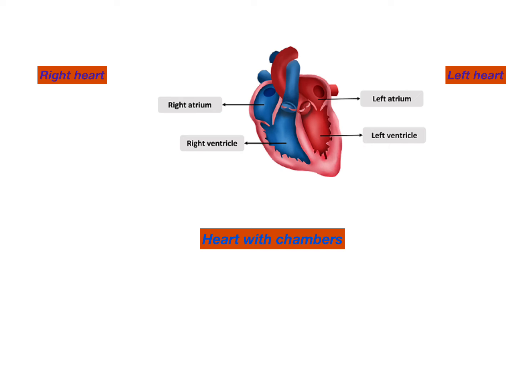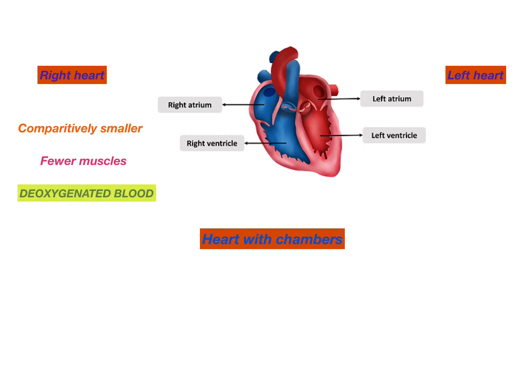If you compare the right heart and left heart, the right heart is comparatively smaller and has fewer muscles compared to the left heart. The reason behind this is the right heart receives the blood from the lungs and pumps the blood to the lungs, whereas the left heart receives the blood from the lungs and pumps the blood to the rest of the body. This is the reason why the left heart is comparatively bigger and has more muscles than the right one, because it needs to pump blood to the rest of the body. And the right heart deals with deoxygenated blood and the left heart deals with oxygenated blood.